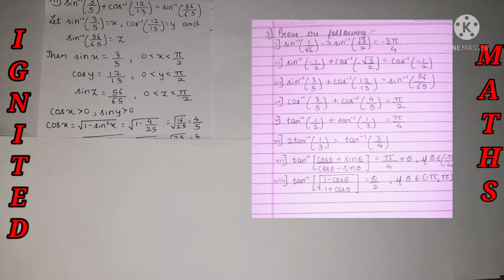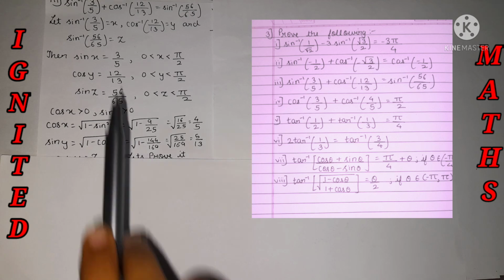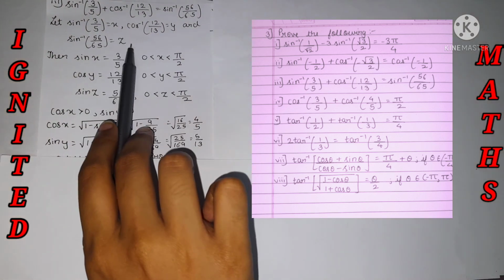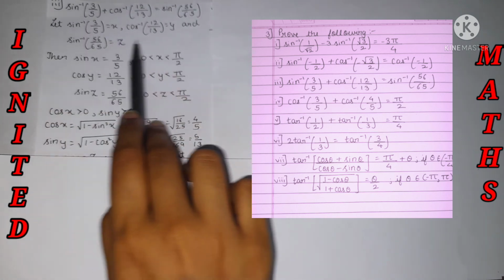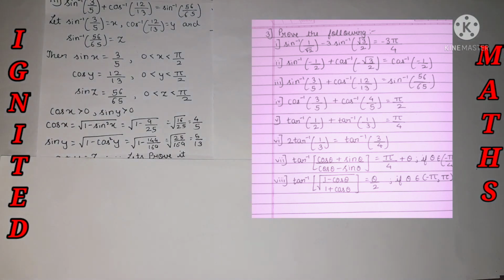So sine square theta plus cos square theta is equal to 1 according to the trigonometric identities, so that we can find the cos x, the other trigonometric function. The same thing we can find out for sine y. In the question, we have represented as x, y, z. Yes, so it's nothing but x plus y is equal to z. So we need to prove that x plus y is equal to z.